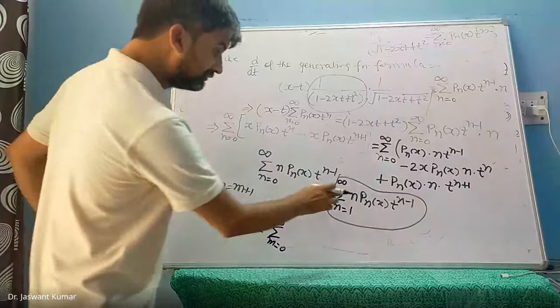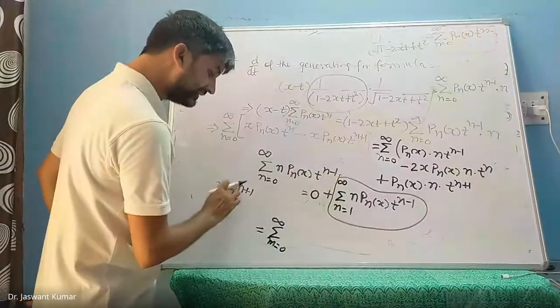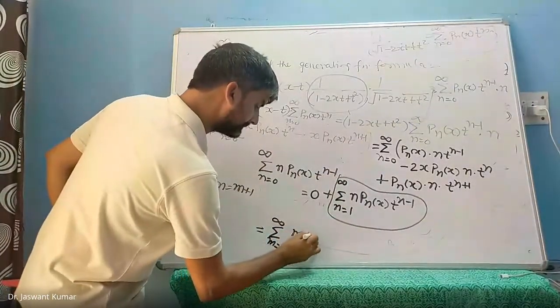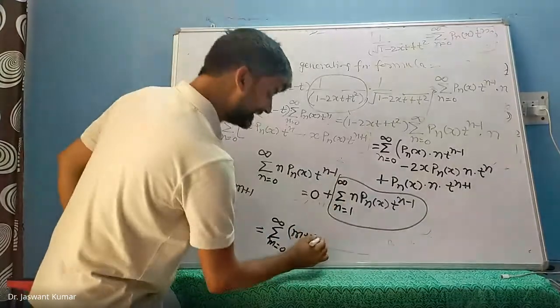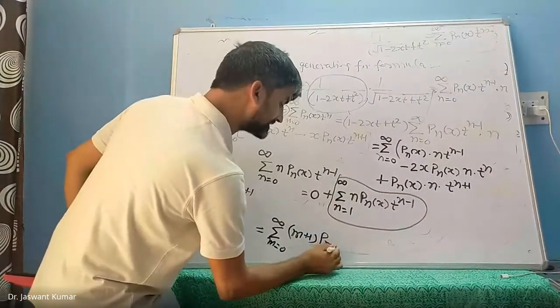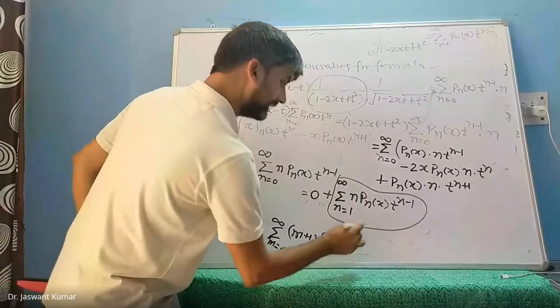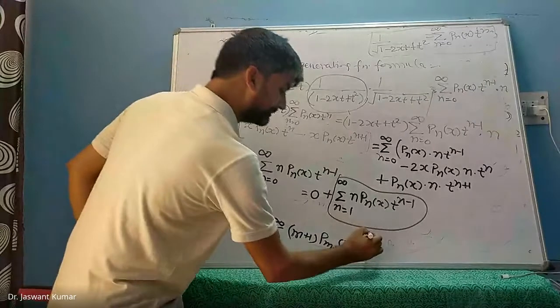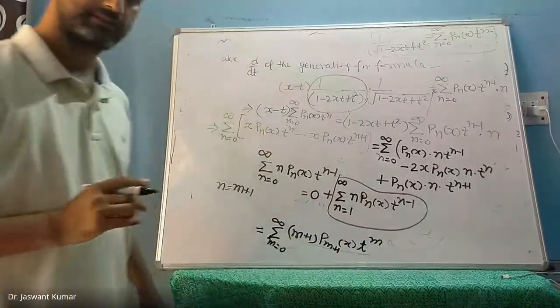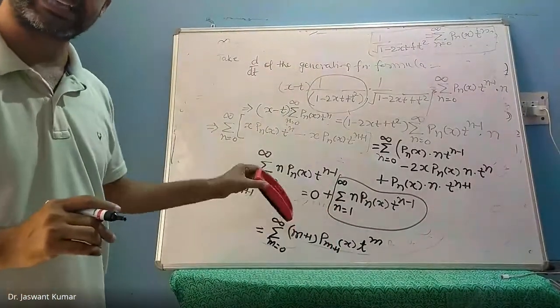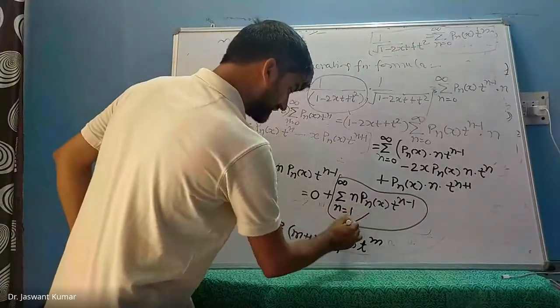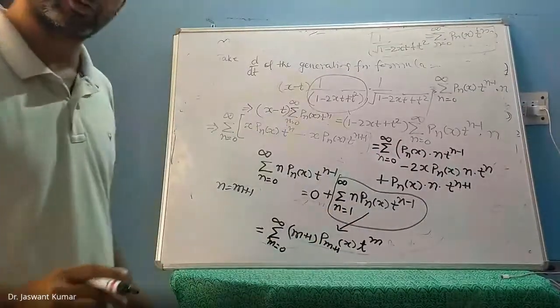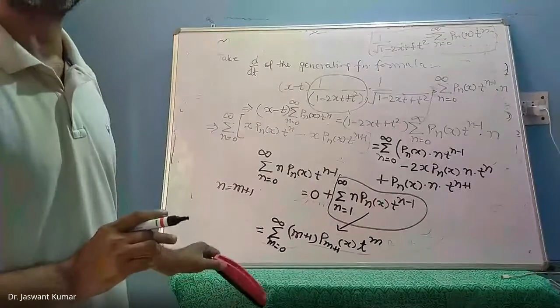Now let us check this. What is n? We know n is m plus 1. What is p n? It is p m plus 1. And what is t to the power n minus 1? Since n minus 1 is m, this is t to the power m. Stare at this equation and tell me if it is the same as this equation or not. This is very important.